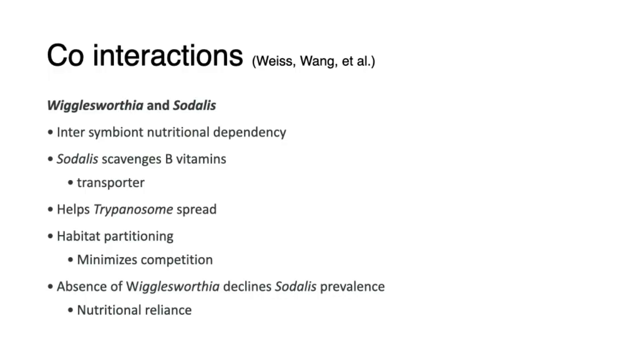There is a habitat partitioning, and this kind of helps to minimize competition. So Wigglesworthia is localized to the midgut, and Sodalis is more so seen circulating in the hemolymph at any given time. And then they both, when needed, will be seen in the uterine pouch and the milk glands. So it minimizes competition. They don't have to compete for space because they both have their own partitioning habitat. And the paper talked about how the absence of Wigglesworthia will decline Sodalis prevalence over time because of that nutritional reliance.